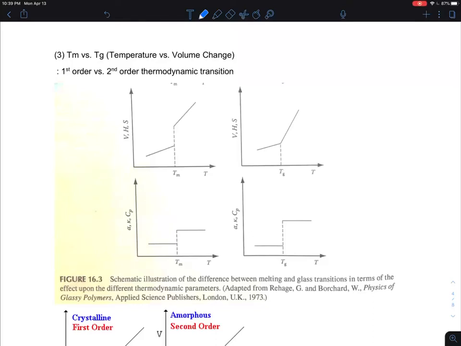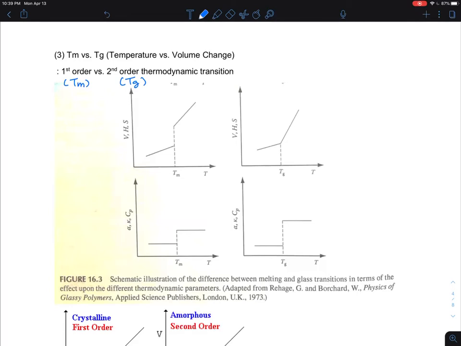So this is one of the topics that we are going to talk to you about: the distinction between first order and second order thermodynamic transition. The first order thermodynamic transition example is the melting transition. The second order thermodynamic transition is the glass transition temperature. And what do you mean by first order transition? Let me give you an example.